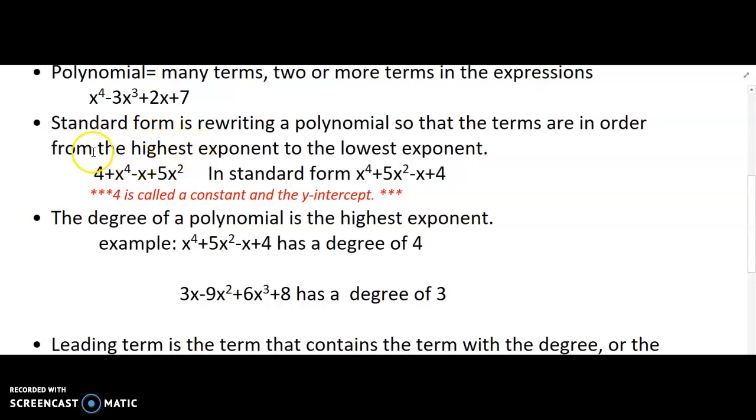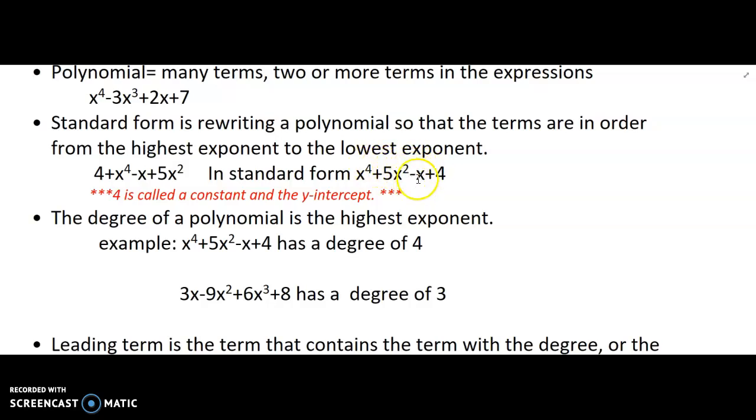Another important word that we're learning today is standard form. Hopefully we've seen this. Standard form is rewriting a polynomial so that the terms are in order from the highest exponent to the lowest exponent. So for example, let's take 4 plus x to the 4th minus x plus 5x squared. If we were to write that in standard form, we would want to put the highest exponent first. The highest exponent is x to the 4th, so that one goes first. Then the second highest exponent is 5x squared, because 2 is smaller than 4.